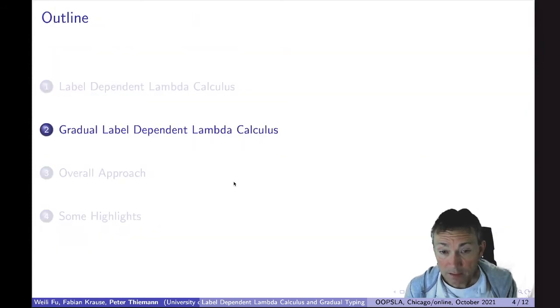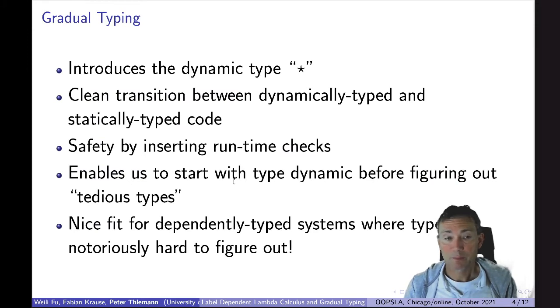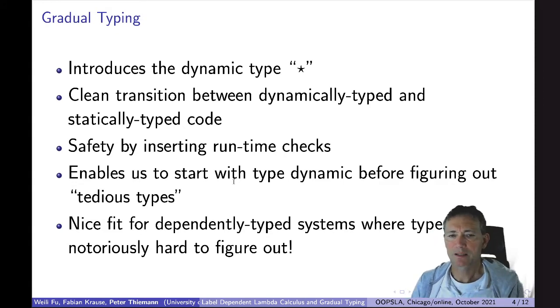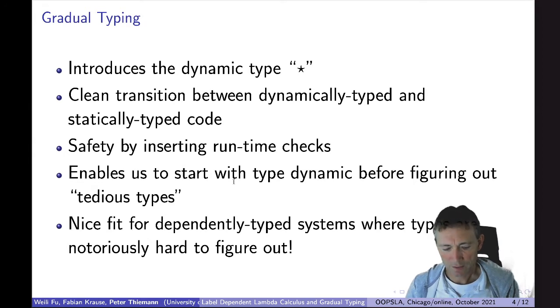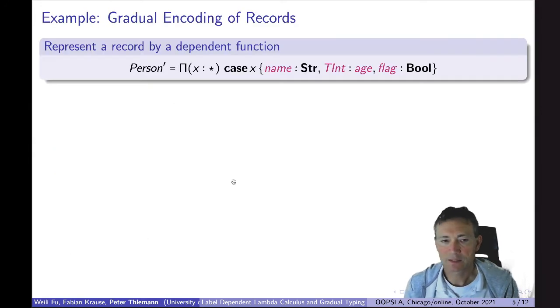Okay, so enters the gradual version of the label-dependent calculus. Generally, gradual typing introduces the dynamic type, which we call star here. It allows a clean transition between dynamically typed and statically typed code without compromising type safety. Only that for the dynamically typed parts, safety is guaranteed by inserting suitable runtime checks. This enables us to start with fully dynamically typed code before figuring out any sort of tedious types. And this is actually a nice fit for dependently typed systems where types are notoriously hard to figure out, or maybe just tedious, as in our example.